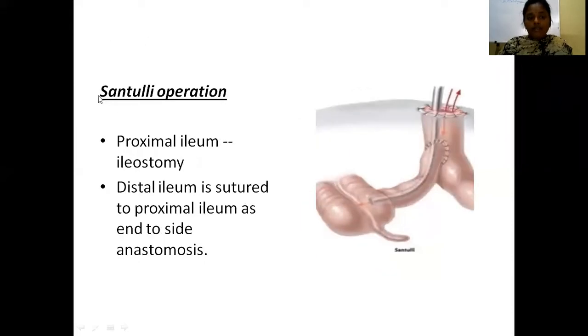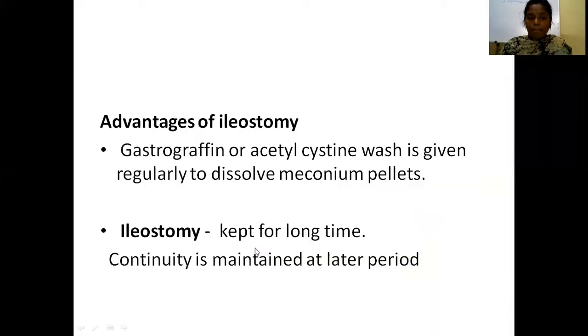The other surgery is Santulli's operation, in which the proximal ileum is brought out as an ileostomy. In this, the proximal bowel, the ileum, is brought out as an ileostomy, and an end to side anastomosis is done with the distal ileum. What are the advantages of ileostomy? What is the need for keeping the stoma? If you want to give the gastrografin or N-acetyl cysteine wash, you can give it through this ileostomy. The stoma can be kept for a long time, and afterwards you can close the ileostomy.